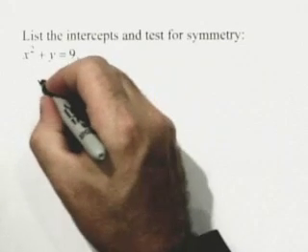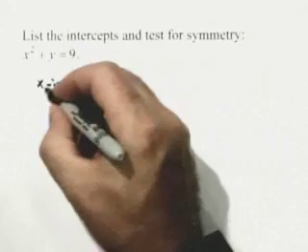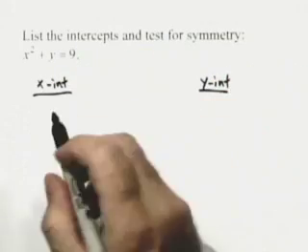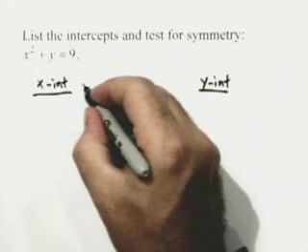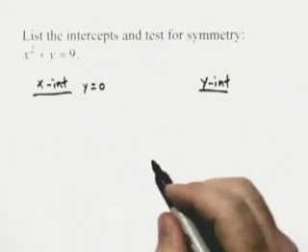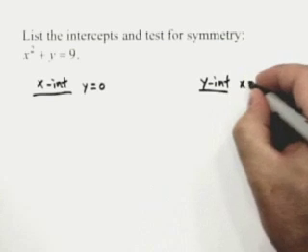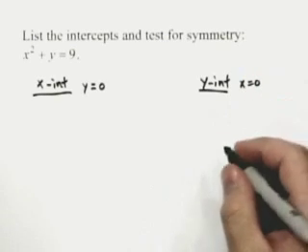The two types of intercepts that we'll look for will be the x-intercepts and y-intercepts. To find x-intercepts, we'll set y equal to 0 and solve for x. To find y-intercepts, we'll set x equal to 0 and solve for y.